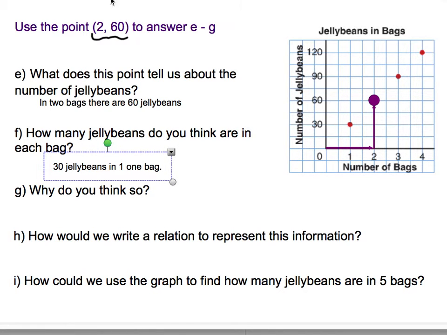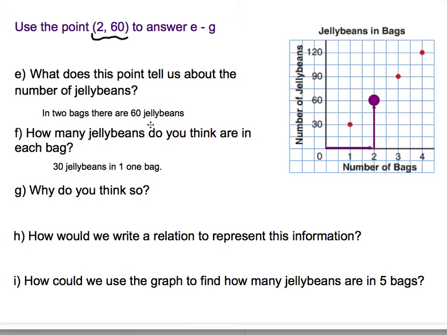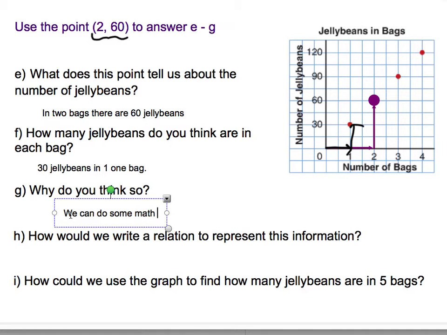And why do you think so? Well, you could do that just by doing the math in your head. There's 60 in 2, there's 30 in 1. Or what we could do is go over to 1 bag and up to 30. So we could do some math, or we can use the graph.